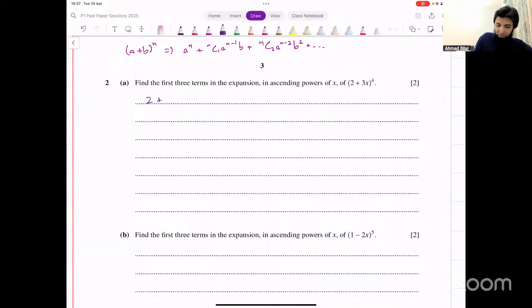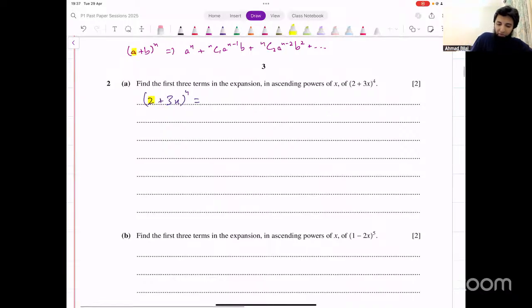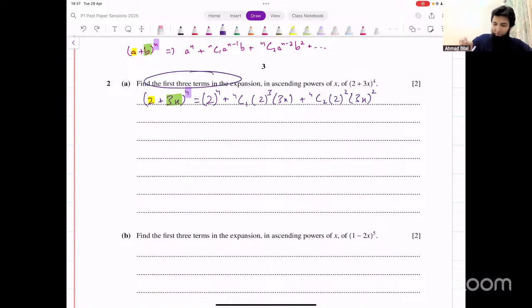2 plus 3x whole raised to power 4, that's the expression that we've got here. Let's input values in this. In place of a, we have 2. In place of b, we have 3x. And in place of n, we have 4. We get 2 raised to power 4 plus 4C1 into 2 raised to power 3 into 3x plus 4C2 into 2 raised to power 2 into 3x whole squared. We just wanted to expand the first three terms, and we've got them now.